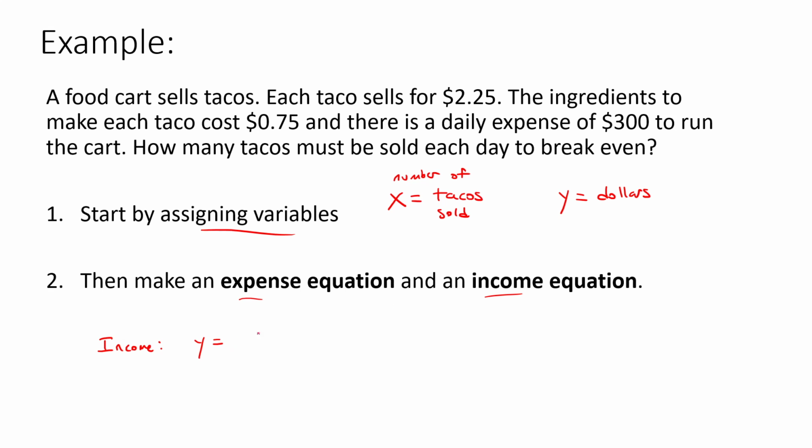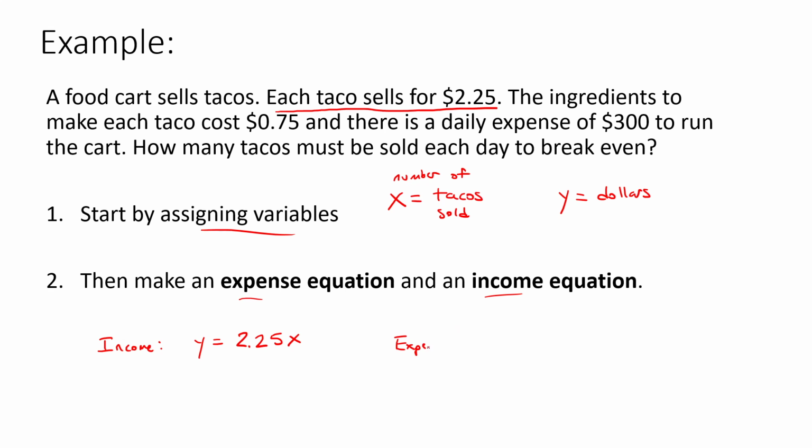So the amount of money that we make is going to be equal to, right, $2.25 for every taco. So we could write this, right? If x is the number of tacos we sell, then multiply that by $2.25, and that is how much money you make. And that's it. Okay, income tends to be the easier one.